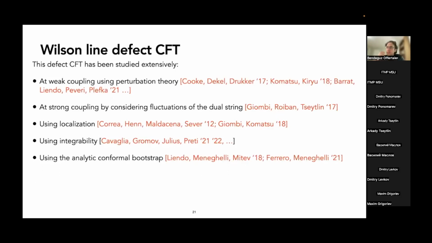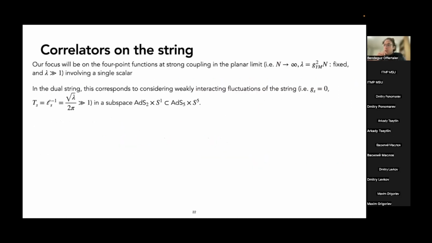Finally, before I get into the specific observables that we were studying in this most recent work, let me just mention that this defect CFT setup has been studied extensively using a variety of techniques, and the system has proven to be a very interesting playground for studying the intersections of various non-perturbative techniques. So in this talk, we're going to restrict our focus to certain 4-point functions in the Wilson line defect CFT at strong coupling and in the planar limit. And we'll focus for the most part on just correlators of a single scalar.